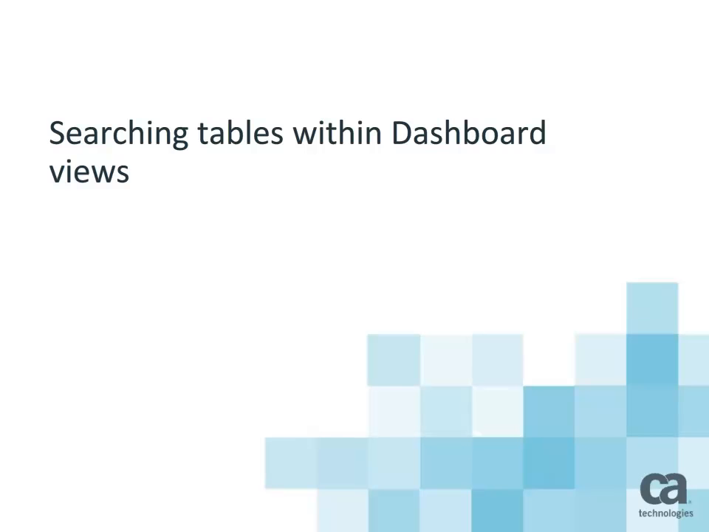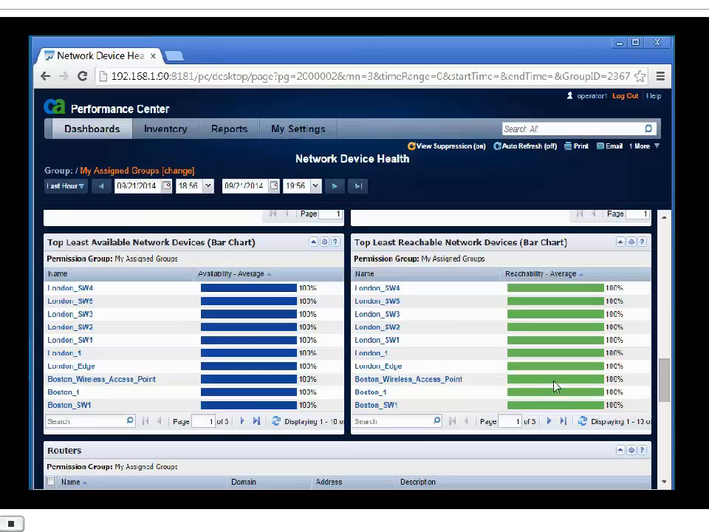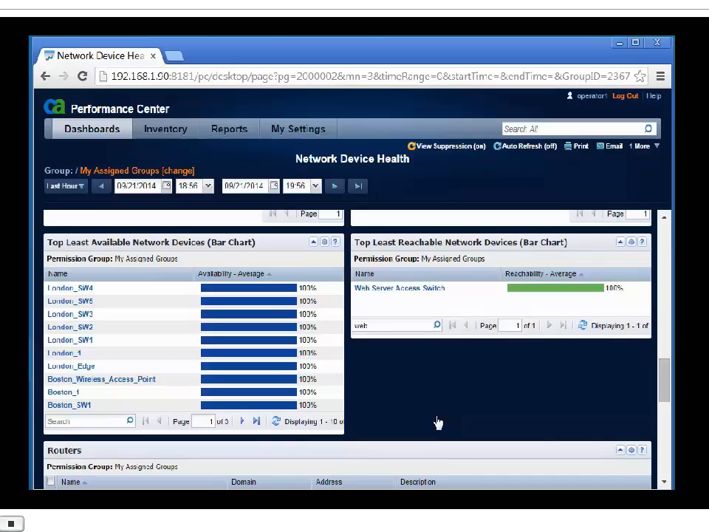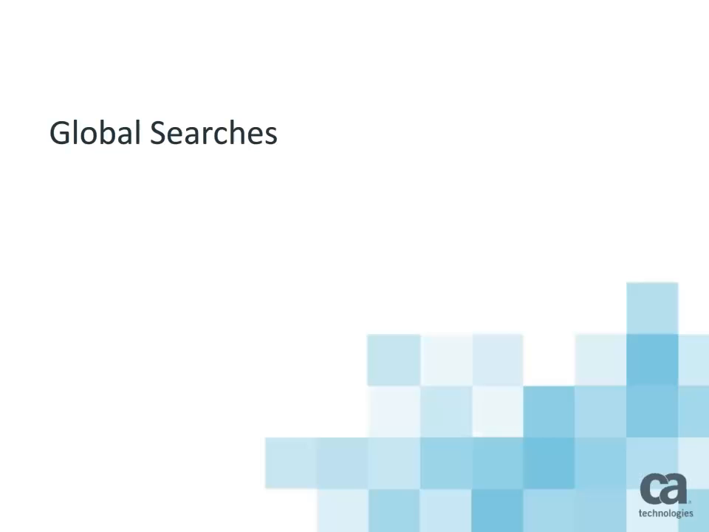Searching tables within dashboard views. Tables in dashboard view typically only show the first 10 items. If the table contains more than 10 items, you can search the table to locate the device for which you want to see a value.